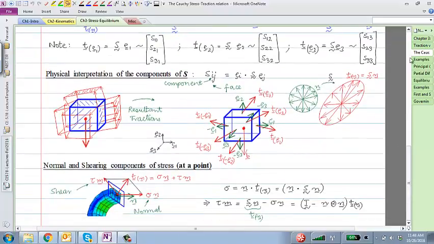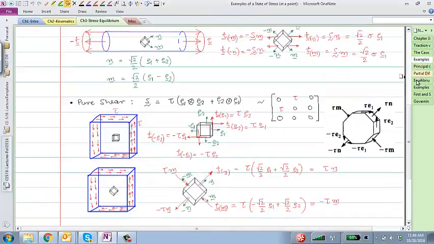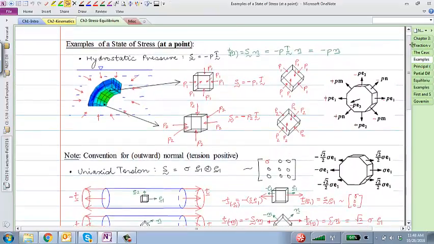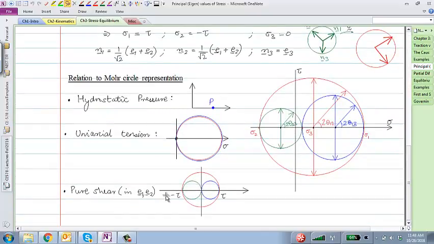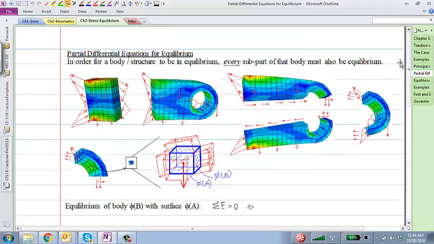So that's a very important relationship to understand. We looked at the normal and shearing components, went through a bunch of examples of types of stress fields, and looked at principal values, eigenvalues and eigenvectors of these stress tensors. And I think that's about where we were with the equivalent representation with Mohr's circles, before the quiz. So what we'll do today is look at more conditions of equilibrium for deformable bodies.